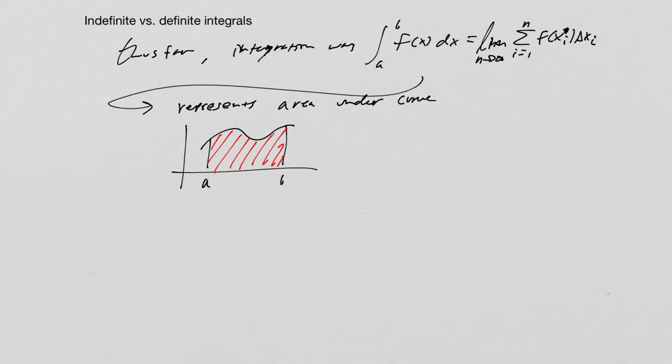What comes out of this, of course, is just some area number, and that's going to be equal to what we write down when we write down the symbol for integration. So it's a number, and that is really important. Now with the fundamental theorem of calculus, we have this new formula.